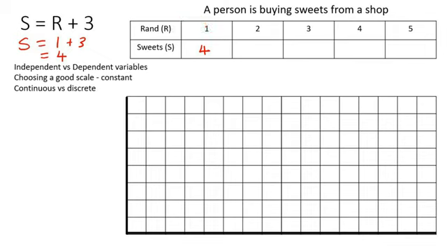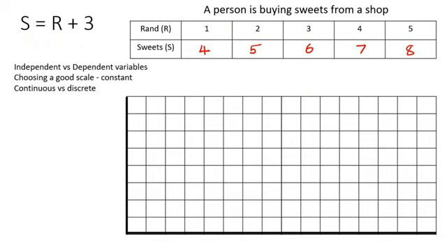Okay, so see if you can complete that table so long. So for this one here, you're going to say S is equal to R plus 3, and they're telling you that R is 2. So you're going to say 2 plus 3, which is 5. Pretty easy, hey? And then this one would be 3 plus 3, which is 6, 4 plus 3, which is 7, and then 5 plus 3, which is 8.